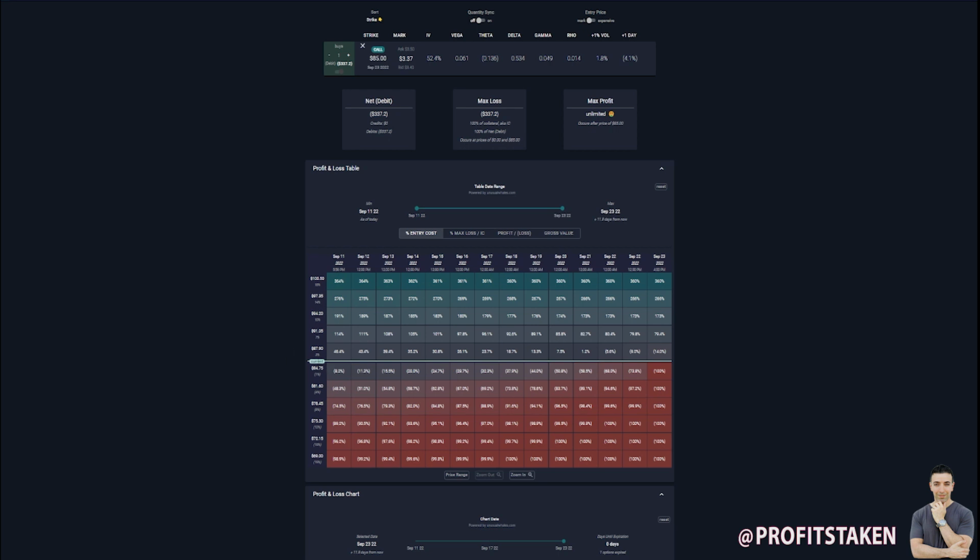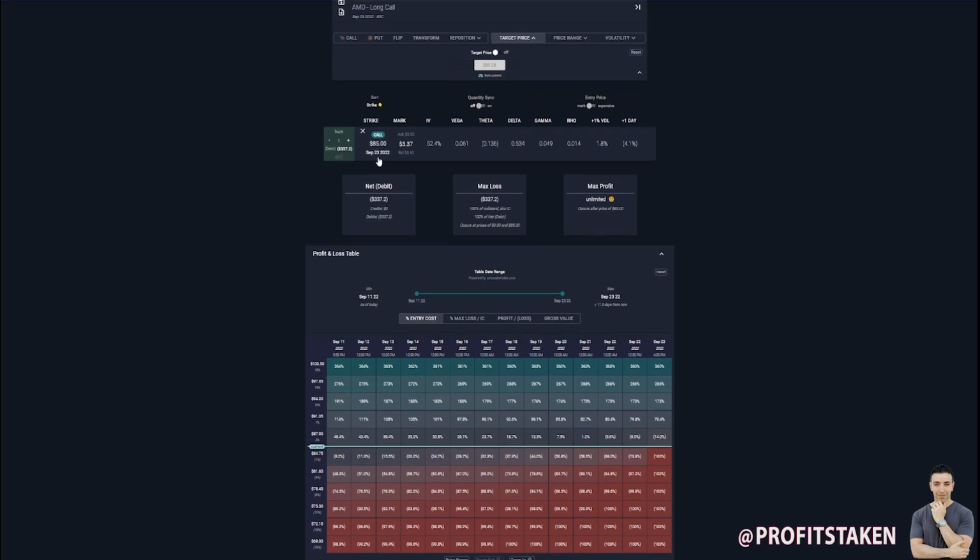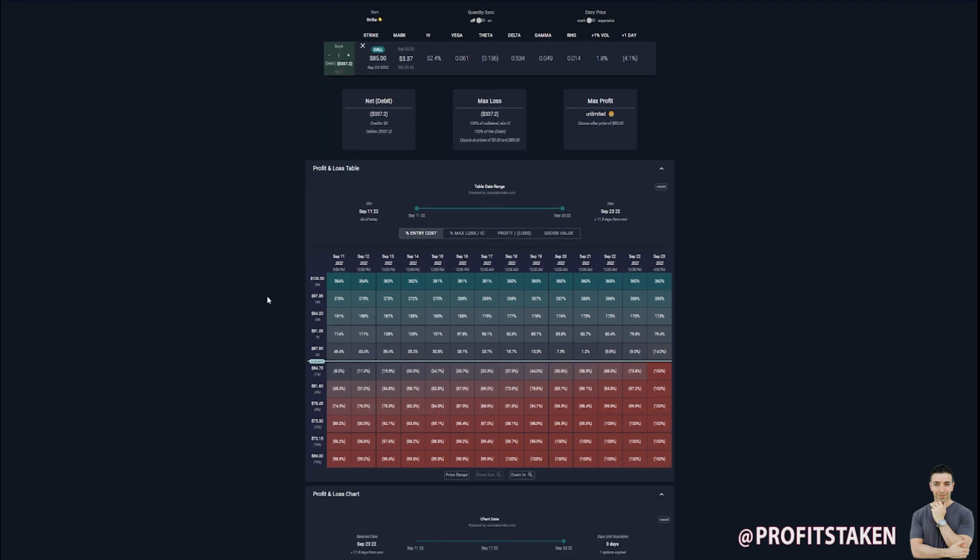So assuming this is your current price and you have your calls, we have our contract with our expiration date, 85 calls, September 23rd, 2022. This shows you how the price progresses based on the underlying. You see the underlying here, in this vertical column.